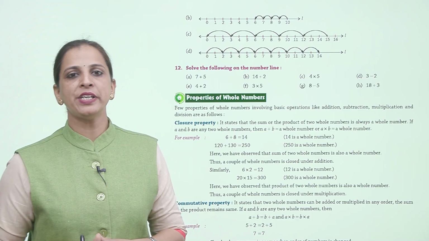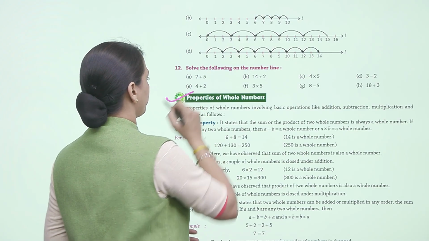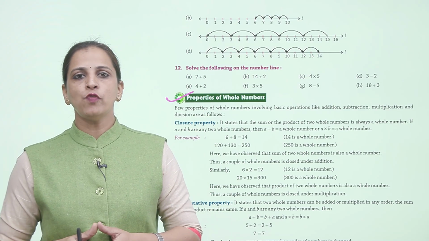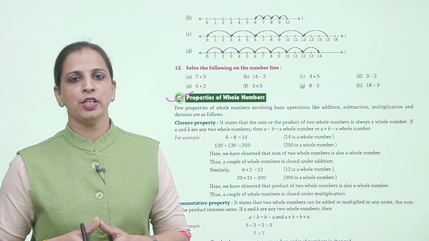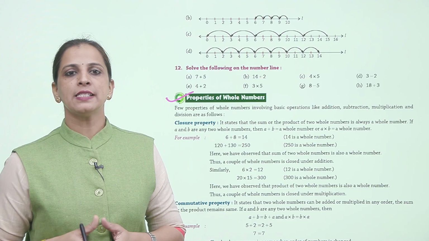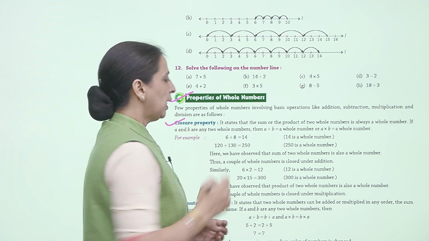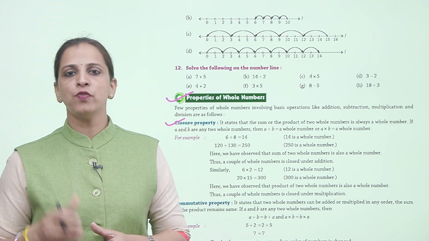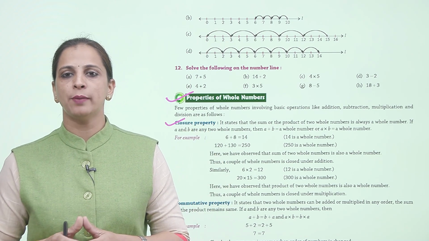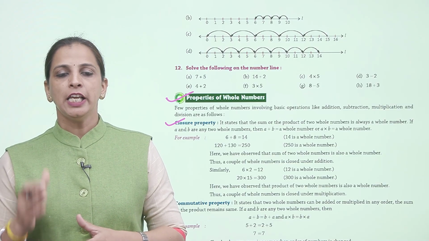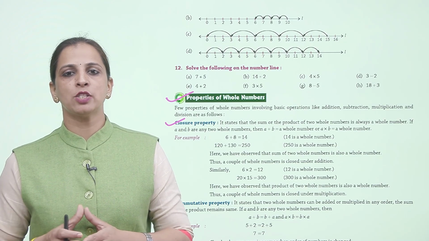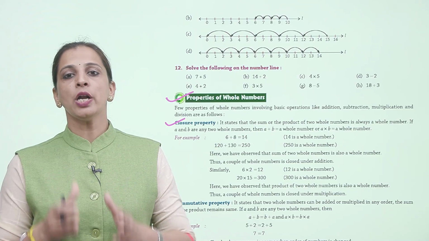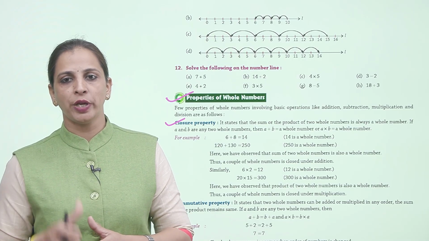Now next is properties of whole numbers. Few properties of whole numbers involving basic operations like addition, subtraction, multiplication and division are as follows. First is closure property. It states that the sum of or the product of two whole numbers is always a whole number. If A and B are any two whole numbers, then A plus B is equals to a whole number, or A multiplied by B is equals to a whole number.